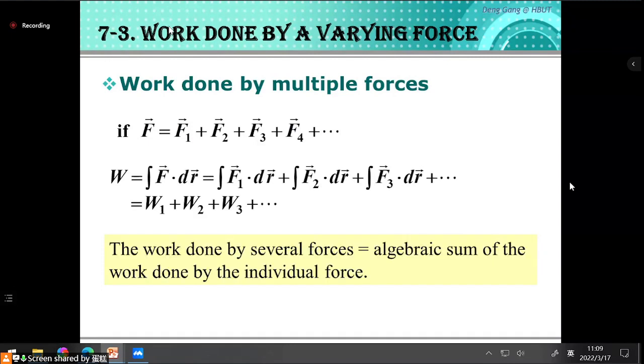Sometimes there can be several forces on one object. So the work done by multiple forces should be equal to the sum of the work done by the individual forces. So that's just the sum of these forces.